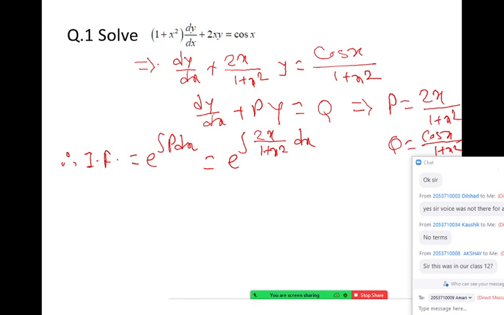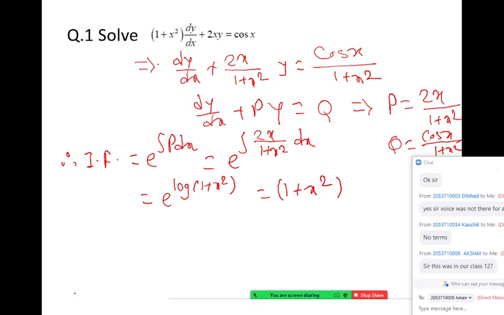Remember, in 99% of cases you require this formula: integration of f dash x upon f x. You can observe the derivative of the denominator, 1 plus x square, is present in the numerator, that is 2x. So the integral of f dash x upon f x is log f x. So this integration becomes log of 1 plus x square. But e and log are inverse functions, and we are left with 1 plus x square. That is the integrating factor.